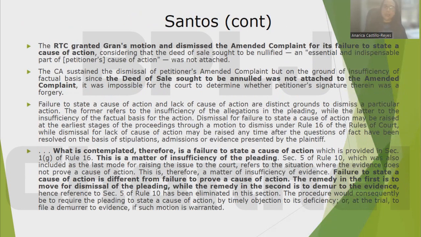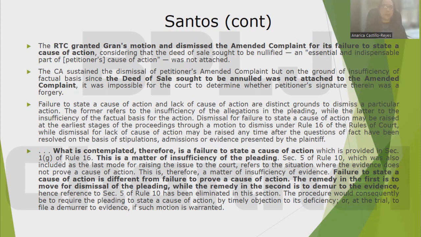The RTC granted Gran's motion and dismissed the amended complaint. The CA sustained the dismissal because the deed of sale sought to be annulled was not attached to the amended complaint. So what do you mean by failure to state a cause of action? In the case of Gran, this is a matter of insufficiency of the pleading. Failure to state a cause of action is different from failure to prove a cause of action. The remedy for the first is to move for the dismissal of the pleading, while the remedy for the second is to demur to evidence.